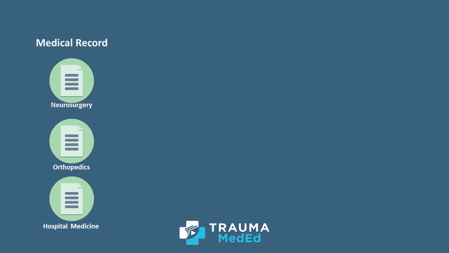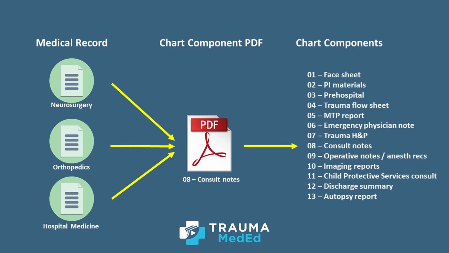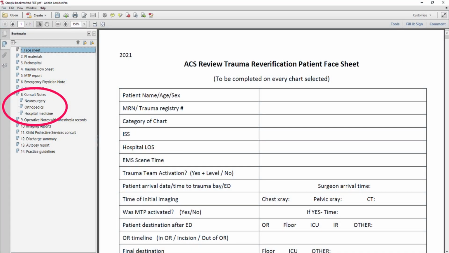So first, print each one of them from your electronic medical record to the PDF printer and name them appropriately. Ortho consult, neurosurgery consult, hospitalist consult. Now, combine them into a single bookmarked PDF called consults. Now, it will have 3 bookmarks in it. When you combine that with all of the other PDF files that go into the full chart, then everything will be bookmarked, and the consults bookmark will have subsections that they can open up to actually go to each individual consult.